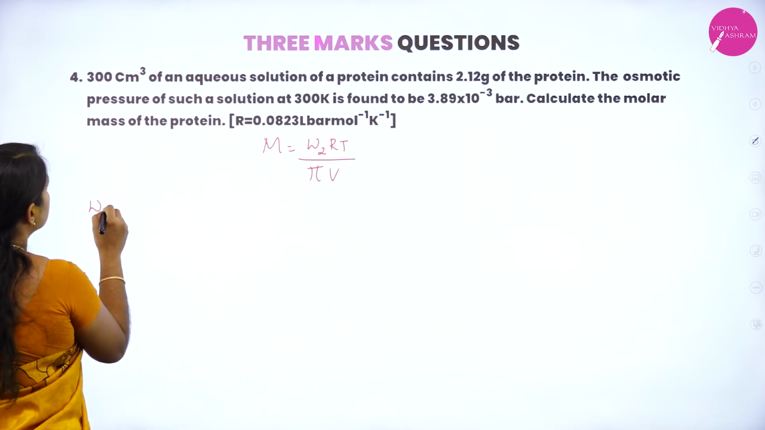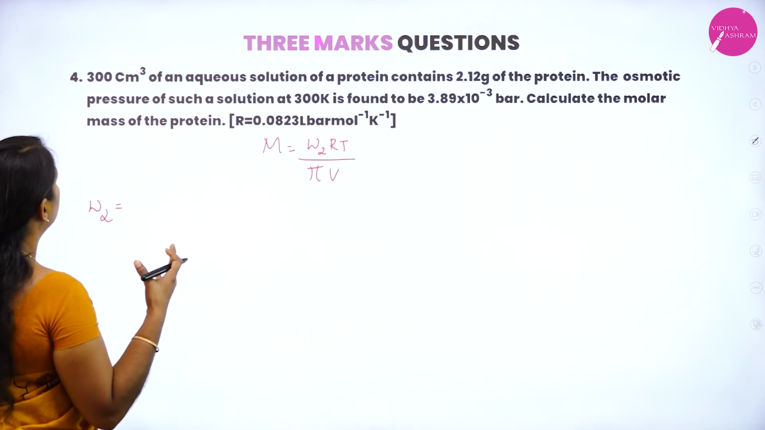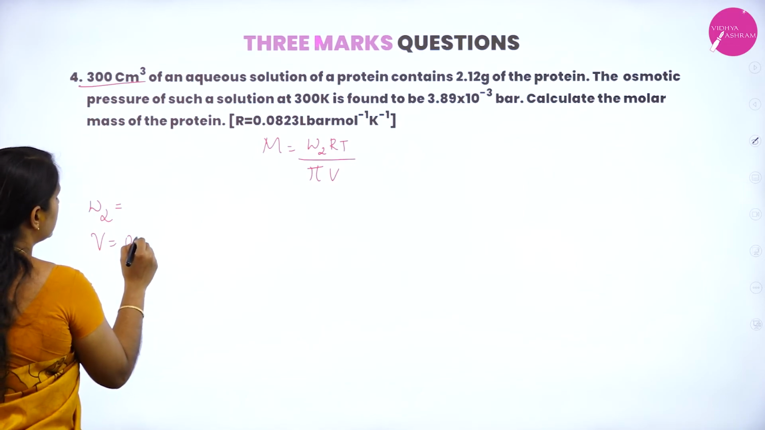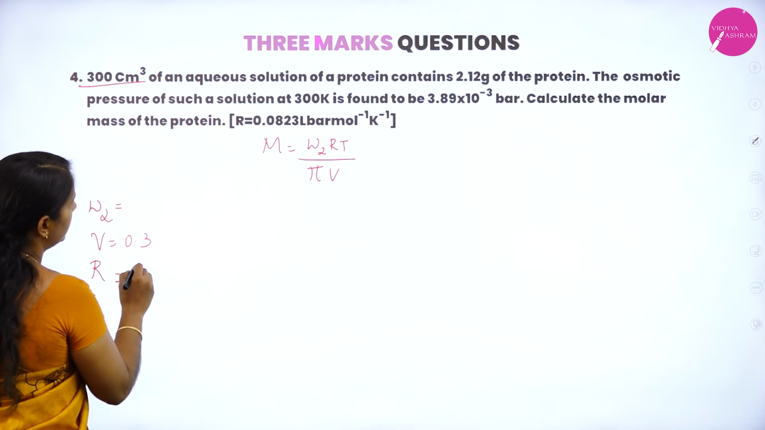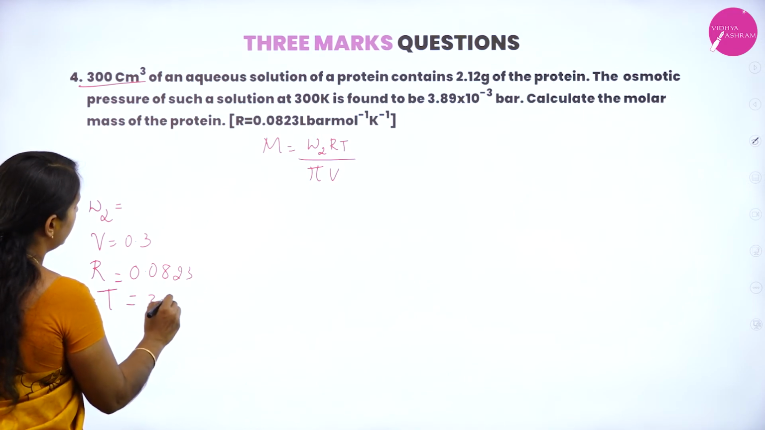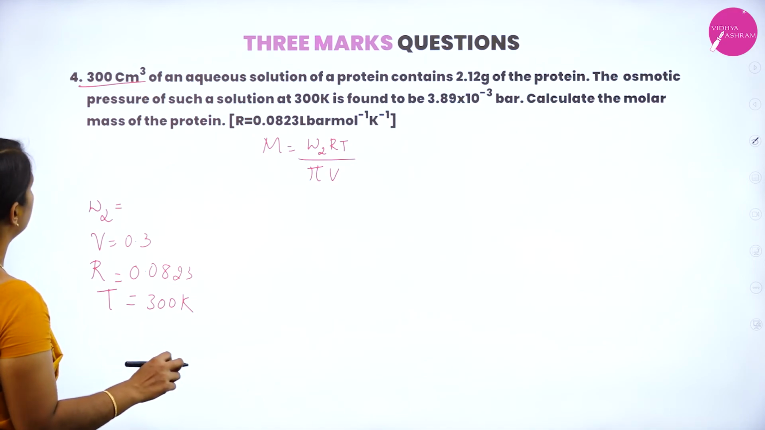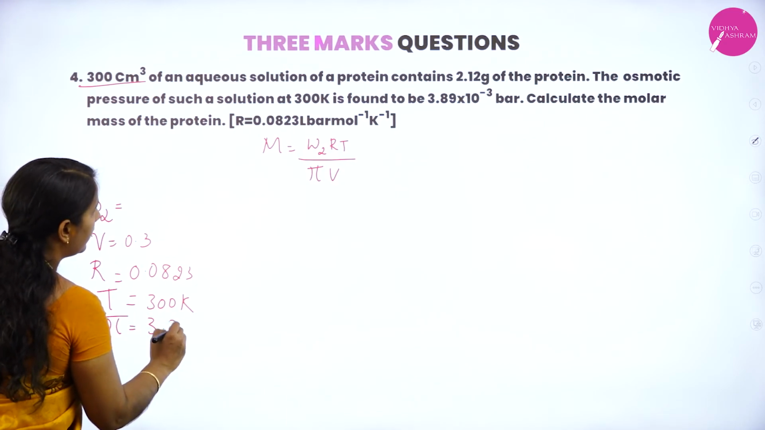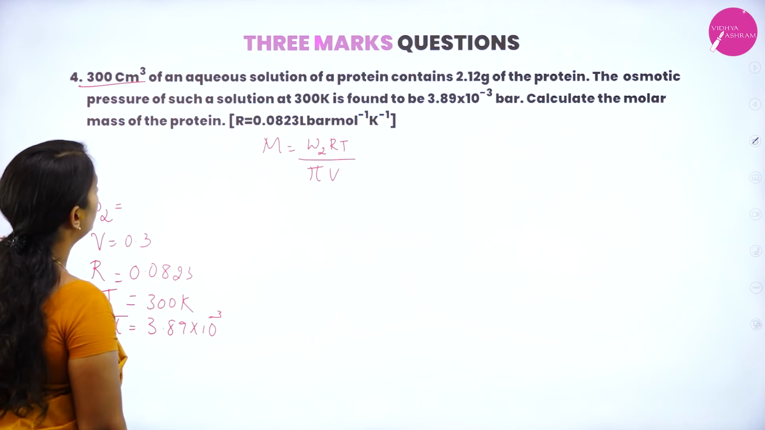We know that W2 here is nothing but the mass of the solute. The volume is given here. It is 300 centimeter cube, I can write 0.3 liters. And they have also given the R value, that is 0.0823. What is the temperature they have given? 300 Kelvin. And they have also given the osmotic pressure of the solution, which was found to be 3.89 into 10 to the power of minus 3.